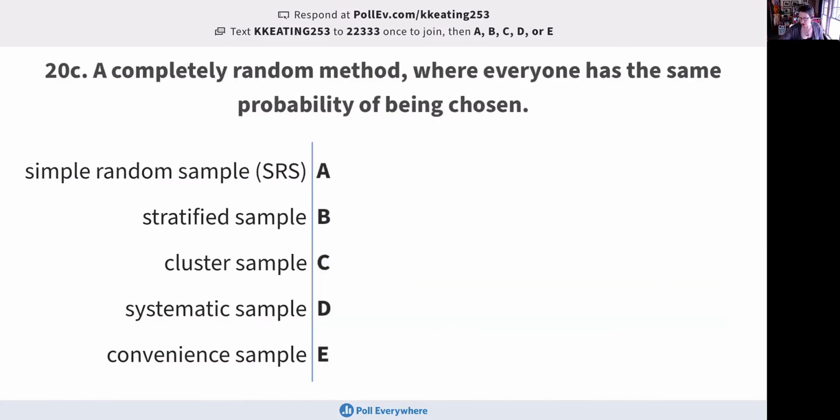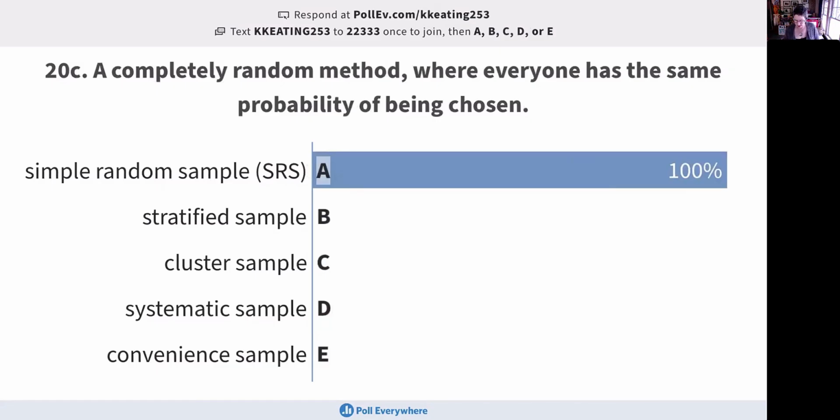This one is number 23. A completely random method where everyone has the same probability of being chosen. That could be names in a hat, flipping a coin. You have a roster of people, and you go down the roster, and with each person you flip a coin: heads is yes, you're including them, tails is no, you're not including them. There's a whole bunch of ways you could do that. Good job, folks. That's simple random. Excellent. Let's go on to the next one.